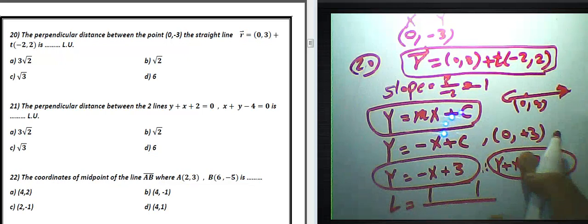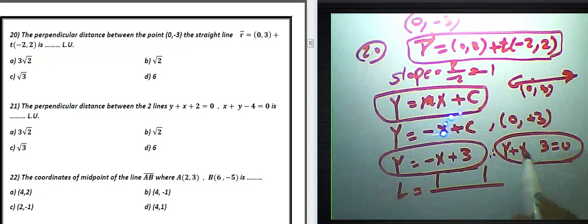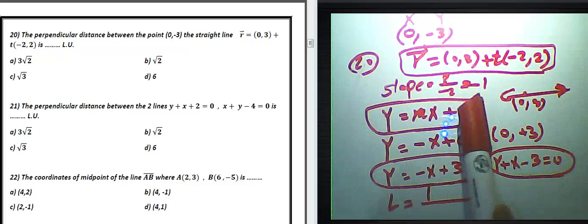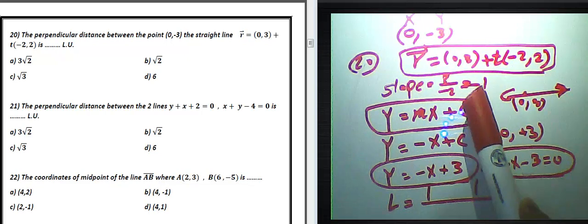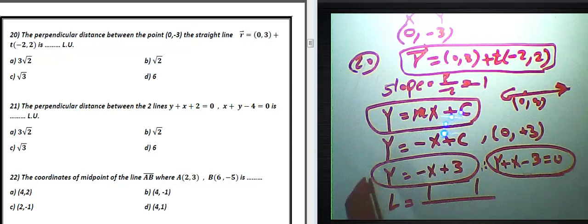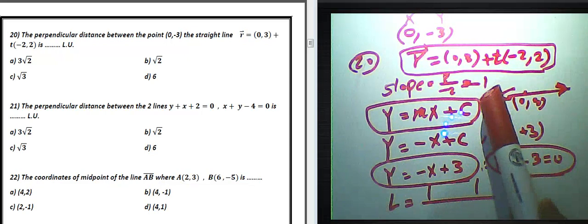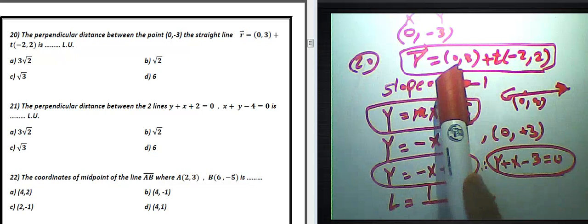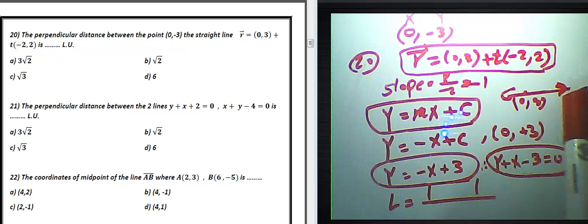Then the equation will be y + x - 3. We must move -x to the left-hand side, and it will be positive, and the positive 3 will be moved. Again, my students, the slope will be 2 over -2, equal to -1. You will write y = mx + constant. Put the slope -1, then y = -x + constant, and we have (0, 3), the point that lies on the straight line.